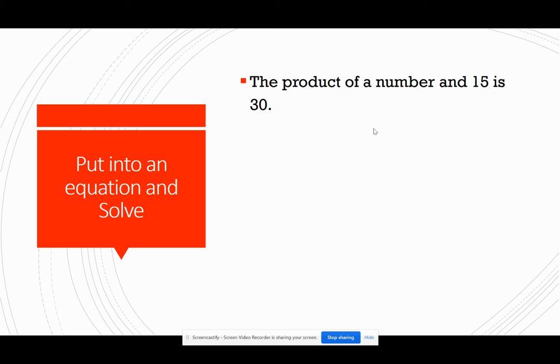So, the product of a number and 15 is 30. We saw on the first slide that product means multiplication. So the product of a number, remember x is our number, and 15 is 30. So 15x equals 30. It makes sense in the way that we word this that it would be x15 equals 30, but we know that we always put that coefficient up front. So we're going to write 15x equals 30, divide by 15 on both sides, and we get x is 2.